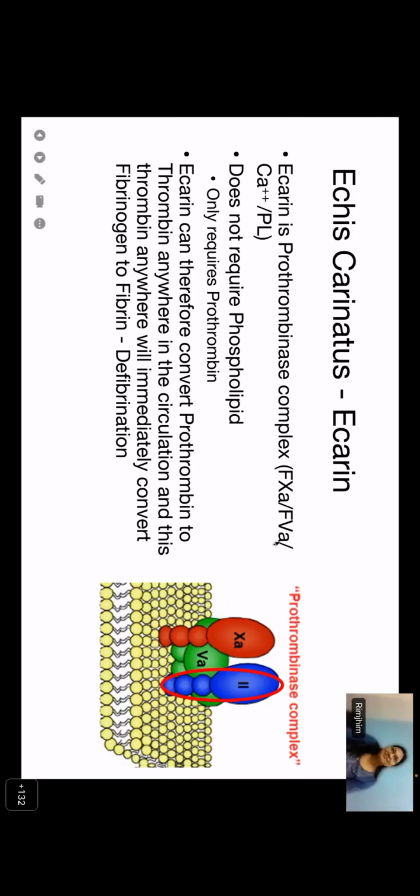So is the mechanism of action of ecarin clear? It's a prothrombinase complex and it has all the components of a prothrombinase complex. It only requires prothrombin in circulation. The moment it gets prothrombin, it converts it into thrombin, which converts fibrinogen to fibrin.